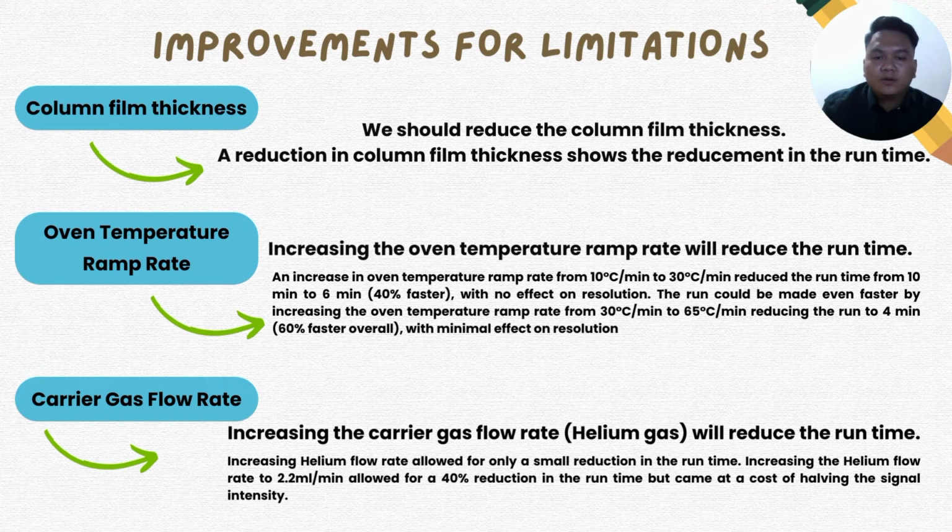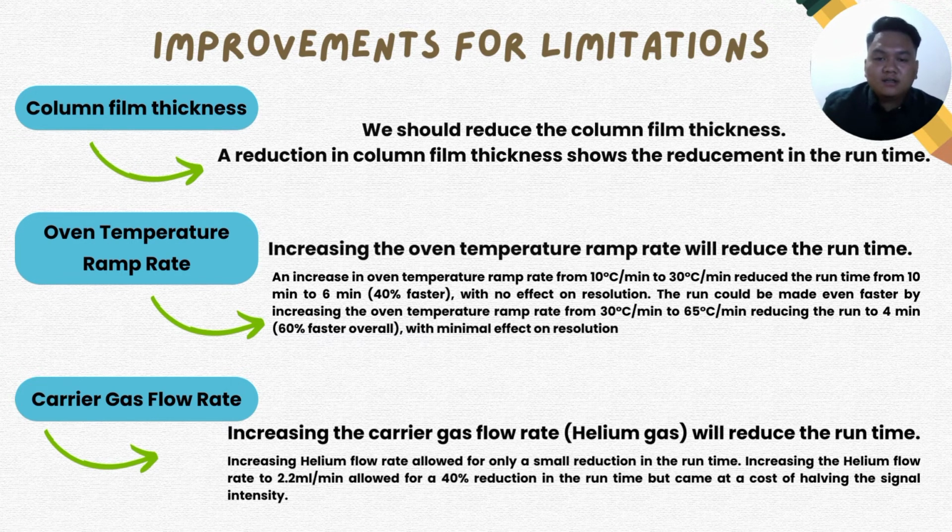The run could be made even faster by increasing the oven temperature ramp rate from 30 degrees Celsius per minute to 65 degrees Celsius per minute, reducing the run to 4 minutes, which is 60% faster overall, with minimal effects on resolution. The last one is the carrier gas flow rate.